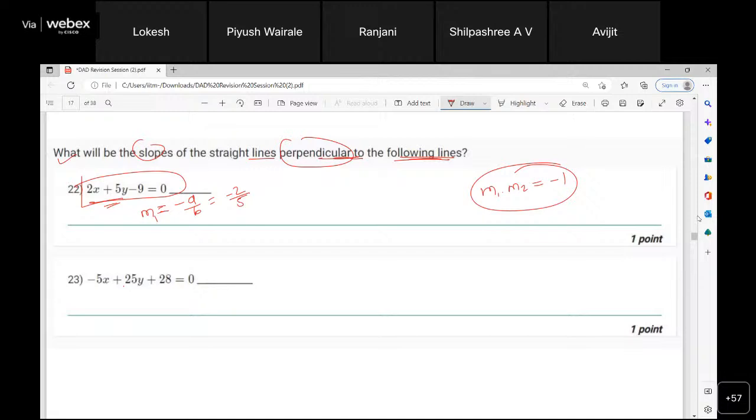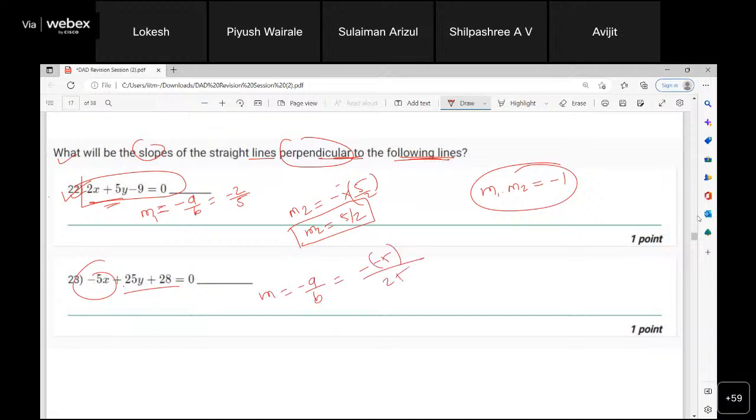m1 is minus a by b, that is minus 2 by 5. Now if I want to find the slope of the line perpendicular to this line, that will be m2 equals minus of 5 by 2, minus of minus 5 by 2, that is 5 by 2. The slope of the line perpendicular to this line is 5 by 2. Same thing here: m is basically minus a by b, so minus of minus 5 by 5, that is 1 by 5.